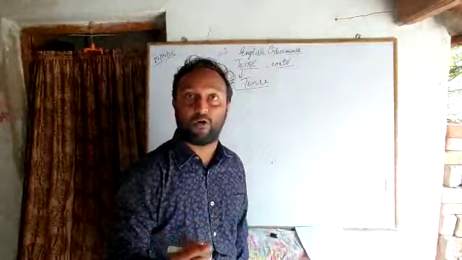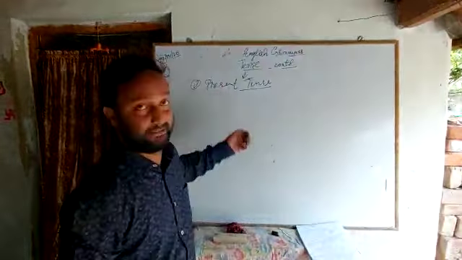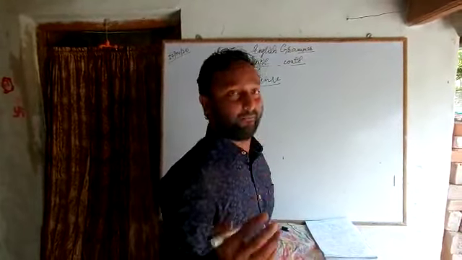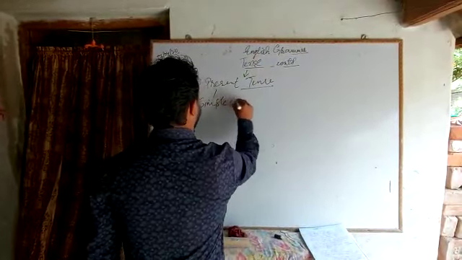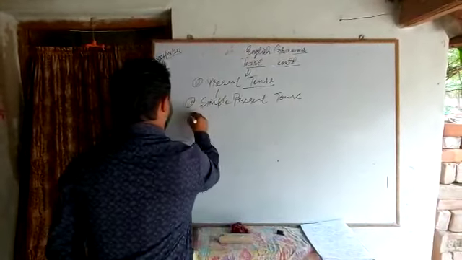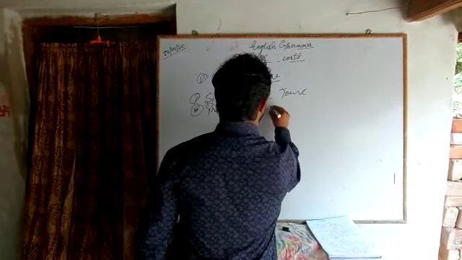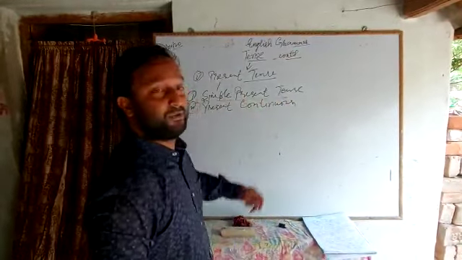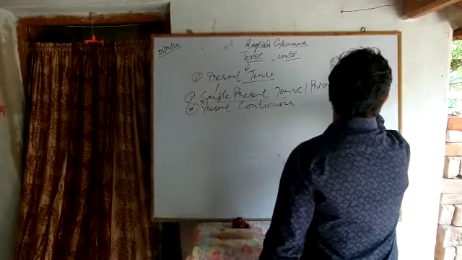The work that is going on in the present, kaam jo ki abhi present mein ho raha hai, that is present tense. Now come to its subtypes. It is further classified into four subtypes. The first one is simple present tense. Second is present continuous. Students, simple present tense is also named as present indefinite.